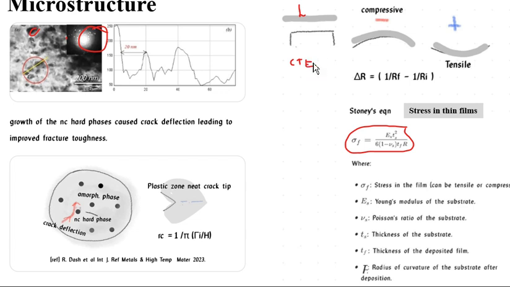So there can be a positive value of radius of curvature and a negative value of radius of curvature, a difference of radius of curvature. So they all indicate whether the coating has a tensile stress or a compressive stress. So this is the formula.